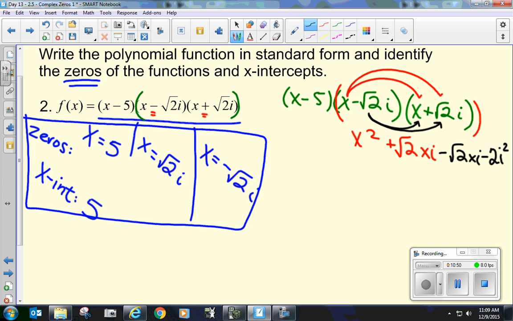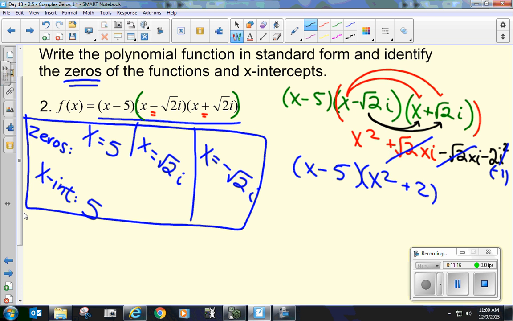Yes. So before I even start the formulas into the next one, let's clean it up. The positive and negative terms in the middle will cancel. This i squared becomes a negative 1. So now I've got x squared. Negative 2 times negative 1? Positive 2. And I'm going to multiply that times x minus 5.